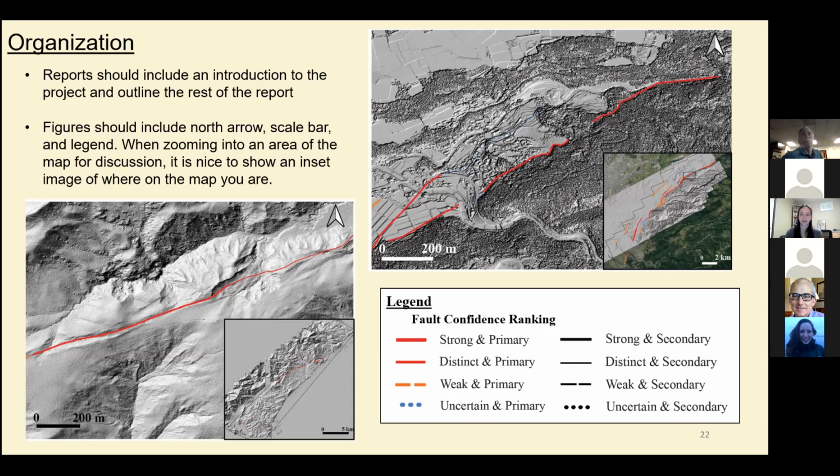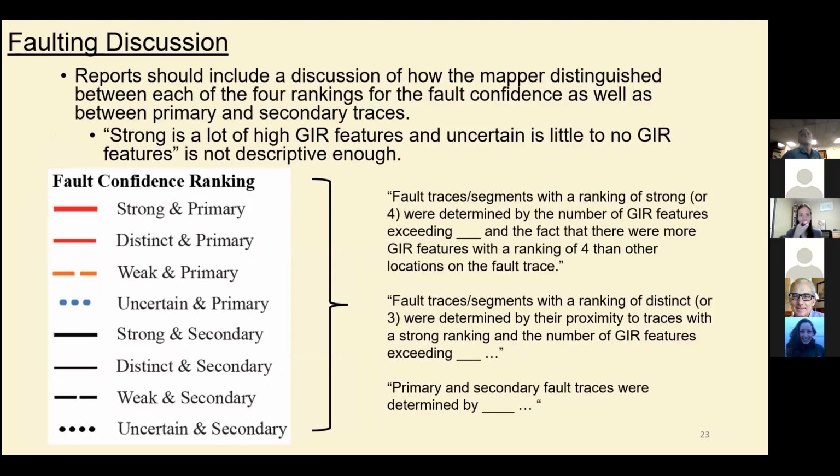Cool. And then just the other point, more about the discussion of faulting. We want to make sure that we're including a little blurb about each of the rankings for the fault confidence and how the mapper decided to rank each segment, like 1, 2, 3. It would be like strong has a lot of high GR features, uncertain has few, which is true, but we want a little more information, because there is something that happened in the mapper's mind that made them pick distinct or weak.